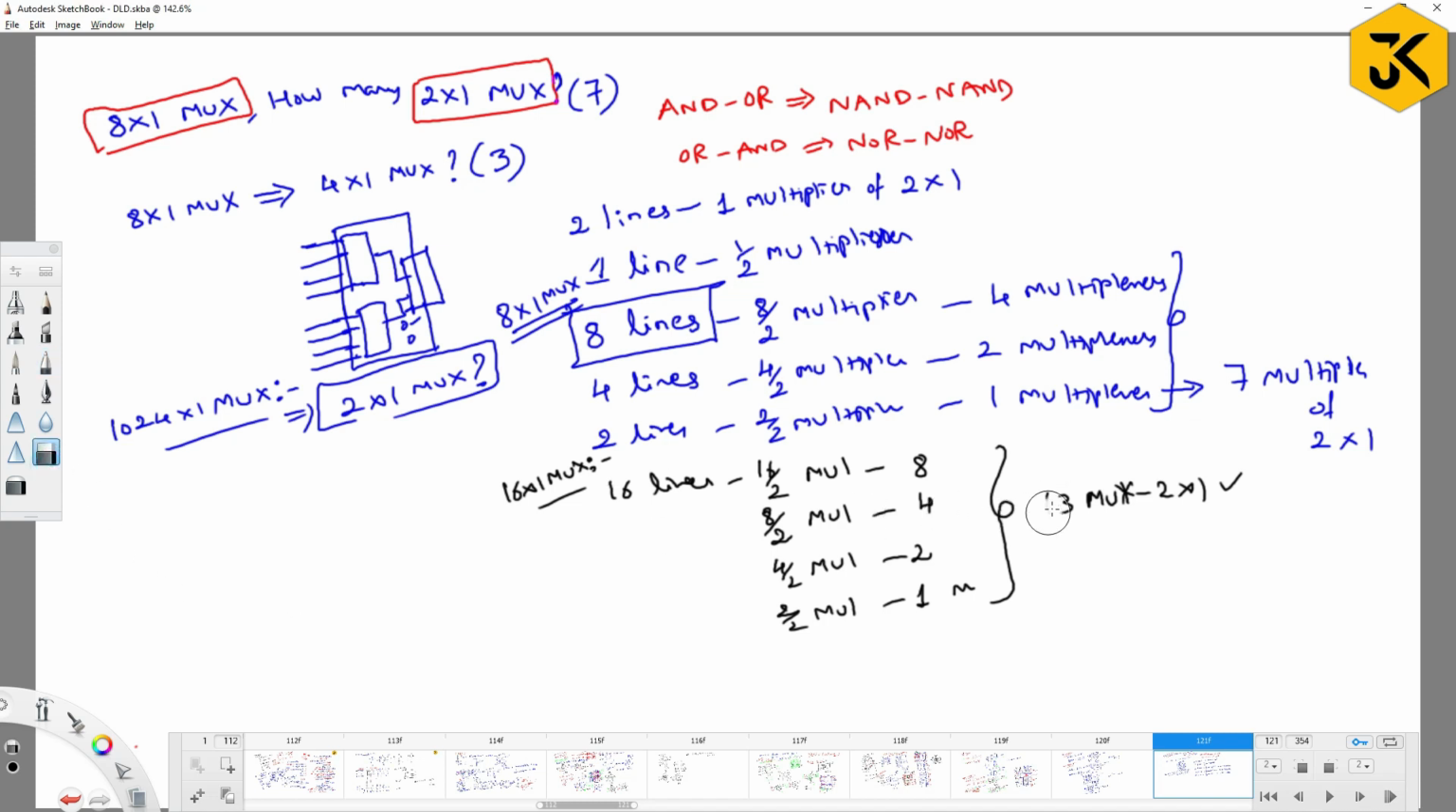Okay, you are all active. So 8 plus 4 is 12, 12 plus 2 is 14, 14 plus 1 is 15 multiplexers of size 2 by 1 are required.